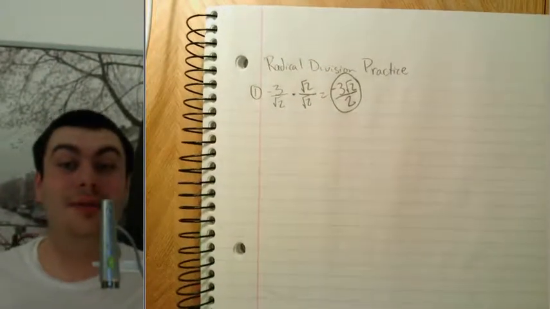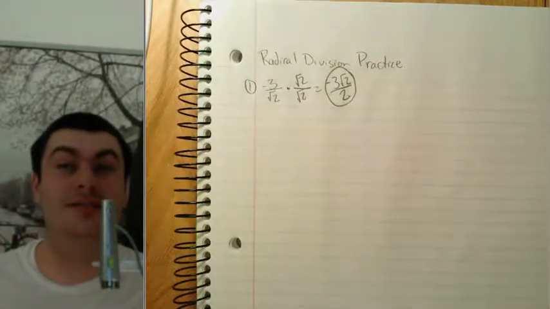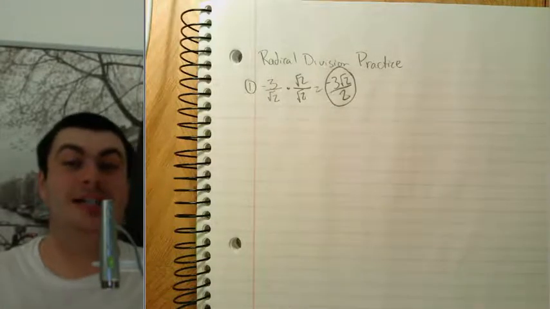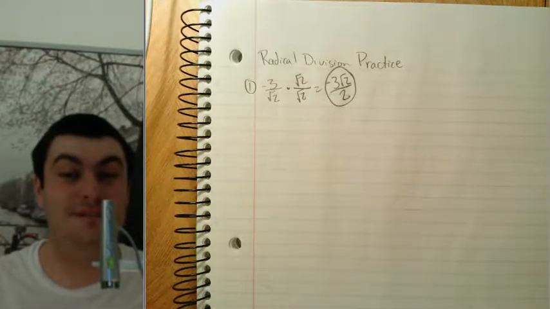And now, there we go, we have it. Negative 3 square root of 2 over 2 is our rationalized version of that fraction.